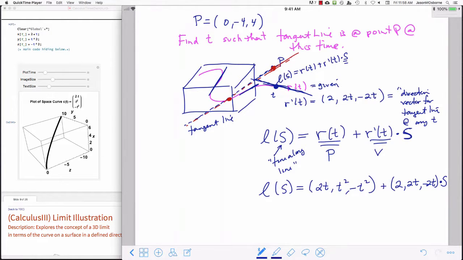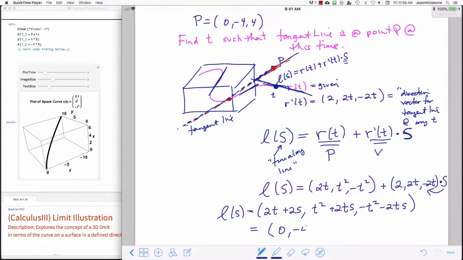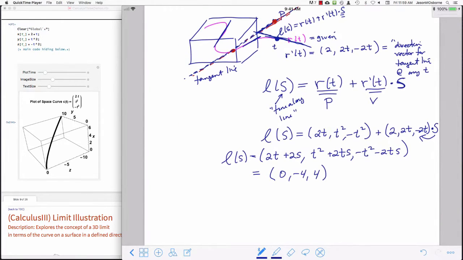Okay, and the question is, if you move along this line, does the line L of s, which is 2t plus 2s, comma t squared plus 2ts, just adding these two vectors, distributing the s through and adding the two vectors, I'll get negative t squared minus 2t times s. And the question is, does this line equal the point P, 0, negative 4, 4? Can that ever be true?